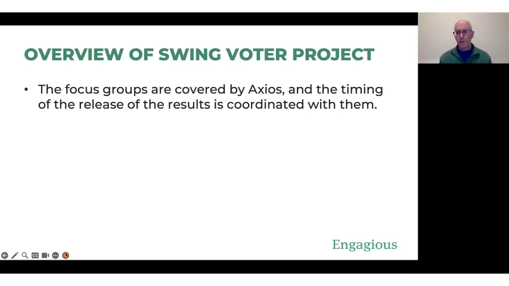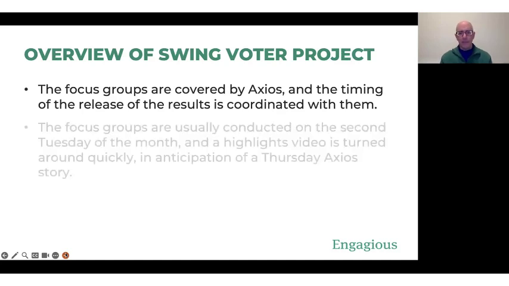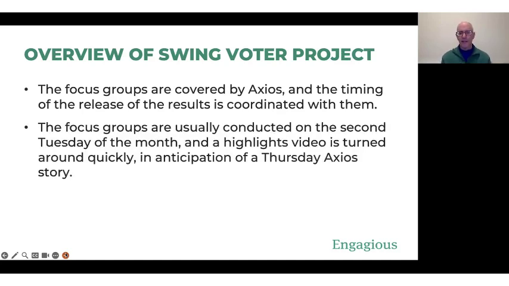So Axios sends a reporter to basically watch the focus groups on Zoom, and the timing of the release of the results is coordinated with them. Basically, the focus groups are usually conducted on the second Tuesday of the month. Sometimes that shifts. Talk about that later. Most of the time, it's the second Tuesday. And a highlights video is turned around quickly in anticipation of a Thursday Axios story. So what happens is Axios has a story. In the story is a link to our videos. And that's what I'm going to be describing today, is how we put that video together.